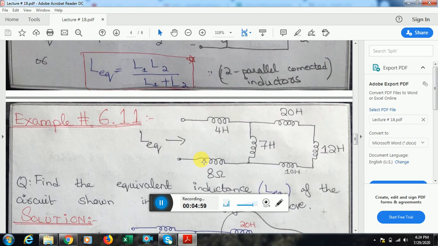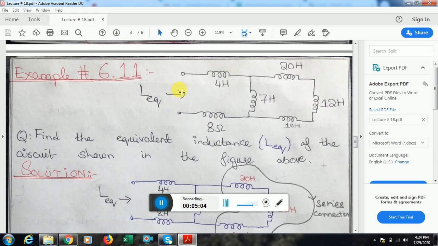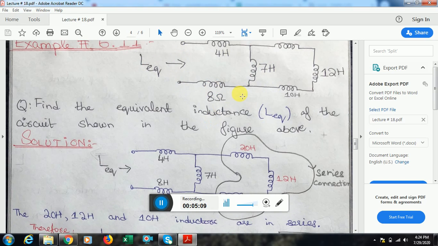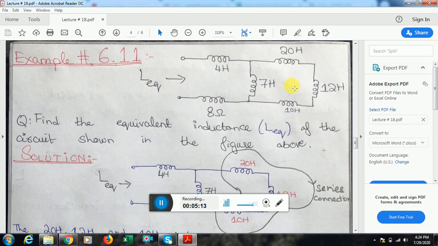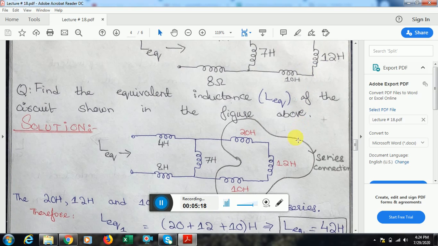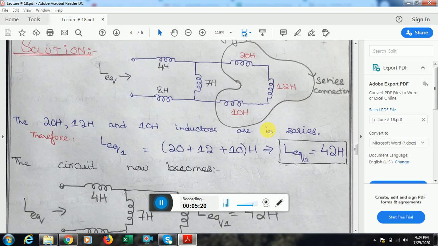Example 6.1 gives us a parallel series combination of inductors, and we have to find the equivalent inductance across these two terminals. Moving on to solve this, we see that these three inductances, 20 Henry, 12 Henry and 10 Henry, are in series with each other. The equivalent inductance when inductors are in series is a simple sum of all of the inductors. So it will be 20 plus 12 plus 10, which comes to 42 Henry.